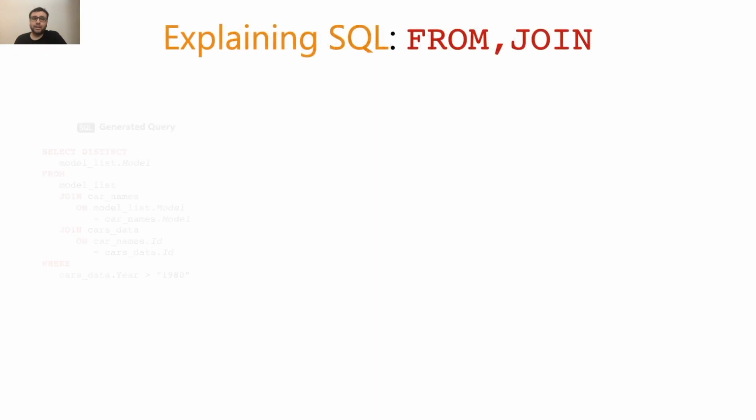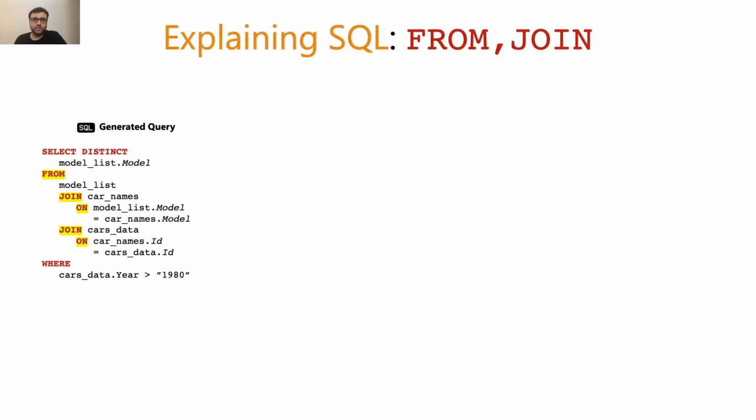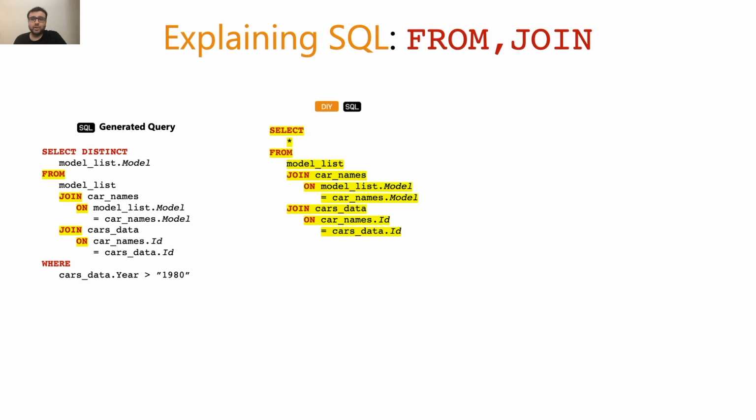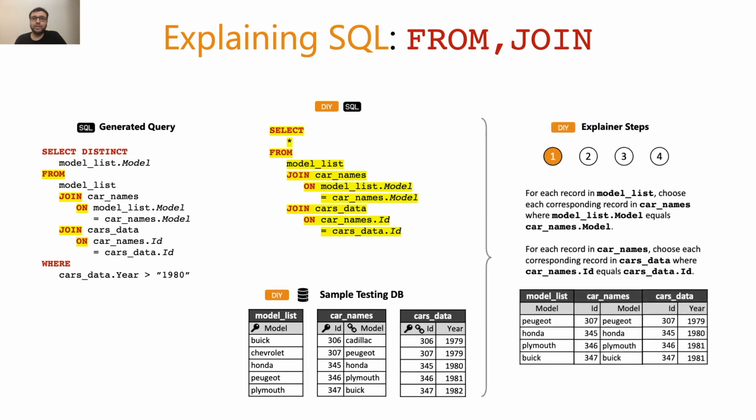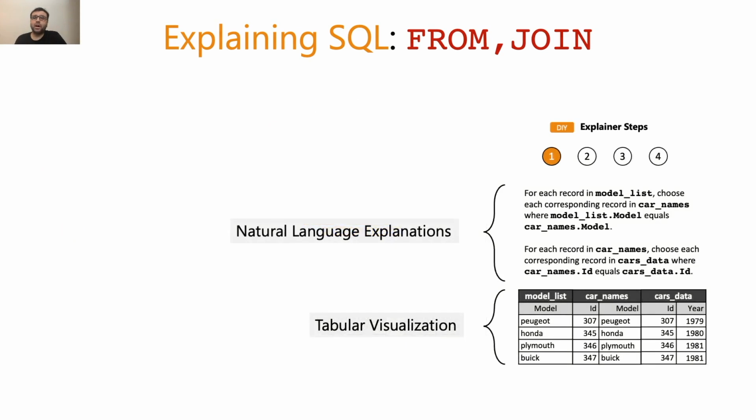First, DIY explains the from and join clauses by curating a select star statement without the where clause. This SQL is executed on the sample database, and the result is presented with a natural language explanation of how the tables are joined and the result set post-execution. This is step 1.